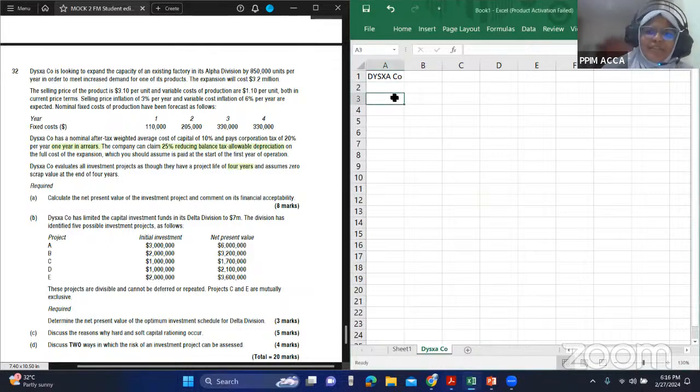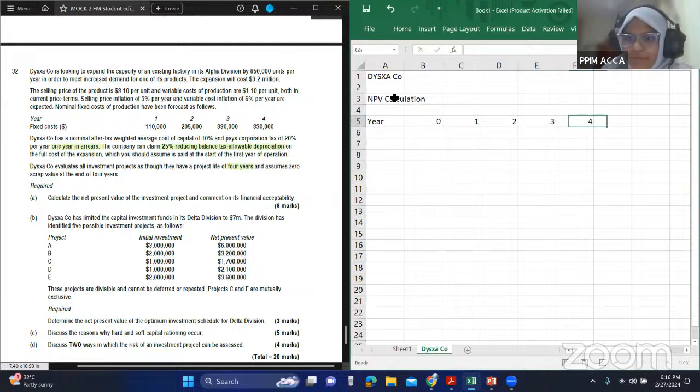First, let's have a structure for the NPV. Okay, so let's say NPV calculation. As always, we will have the years. Then we can have year naught, year 1, year 2, year 3, year 4. It is for 4 years, but we will include one more column for year 5. Why are we doing that? Because we are paying tax in arrears. So that is why we will have to do that. Right.